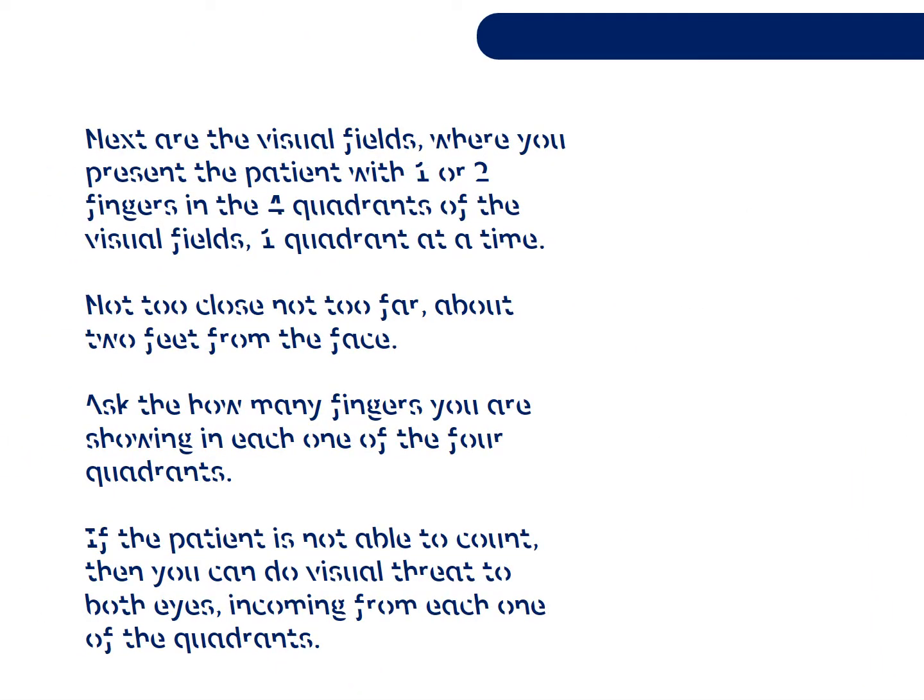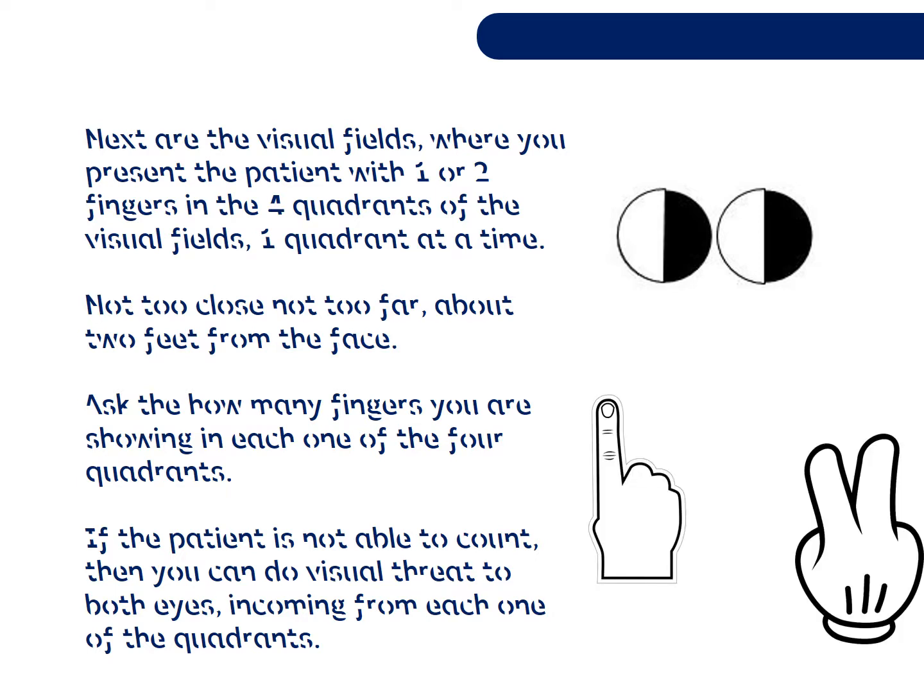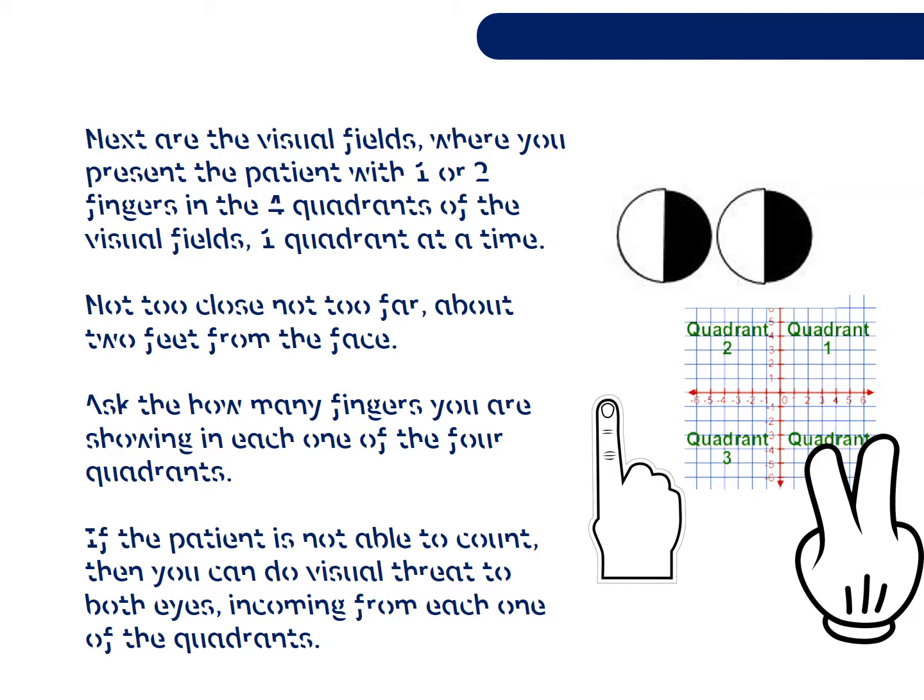Next are the visual fields, where you present the patient with 1 or 2 fingers in the 4 quadrants of the visual fields, 1 quadrant at a time. Not too close, not too far, about 2 feet from the face. Ask how many fingers you are showing in each one of the 4 quadrants. If the patient is not able to count, then you can do visual threat to both eyes, incoming from each one of the quadrants.